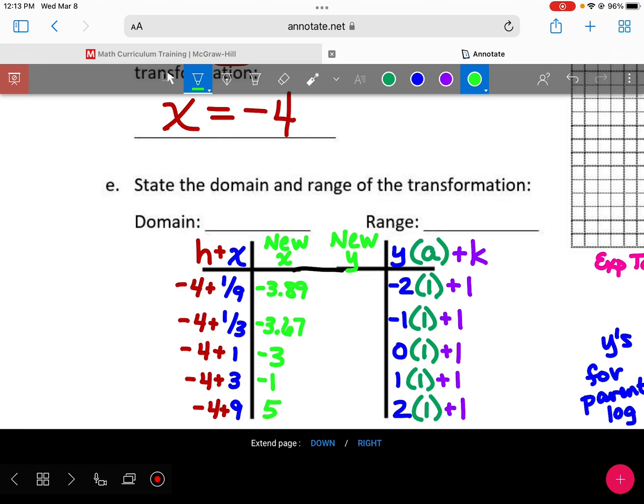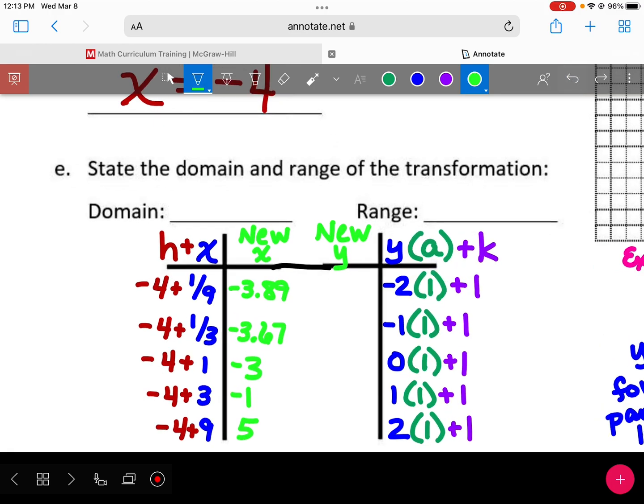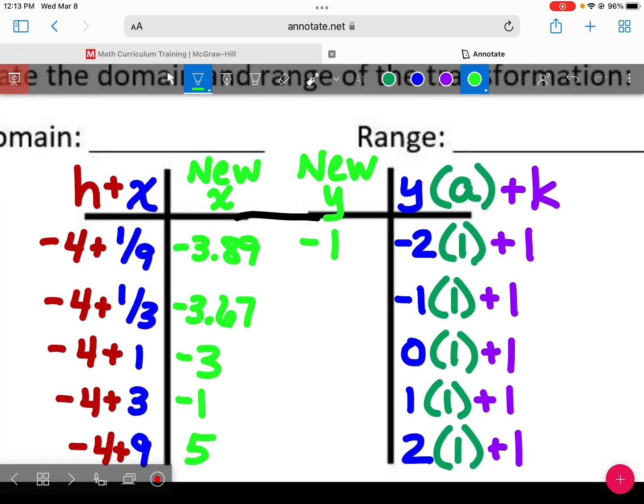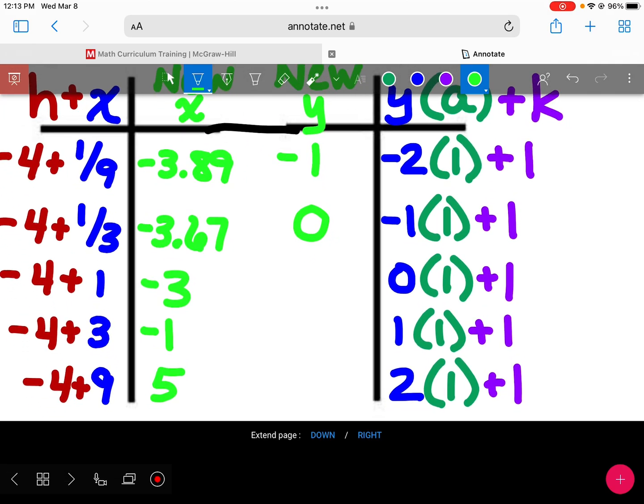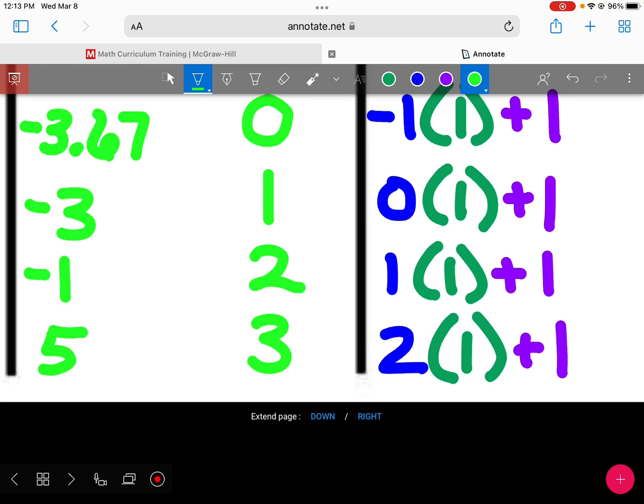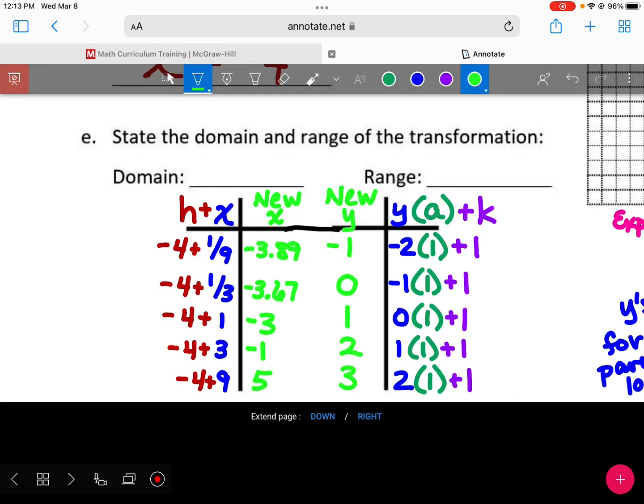-2 times 1. -2 times 1 is -2 plus 1 is -1. -1 times 1. -1 plus 1 is 0. 0 times 1 plus 1. 1. 1 times 1 plus 1. 2. And 2 times 1 plus 1. 3. We're going to go and graph those numbers.